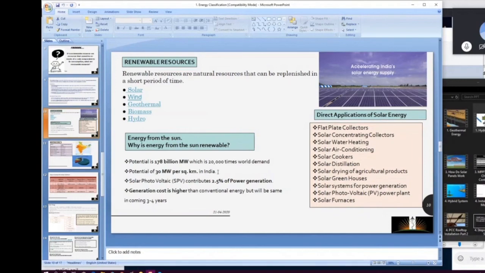Nowadays, air conditioning can also be done using solar, which is called solar air conditioning. Cooking, we are well aware of solar cookers. Distillation is possible. For agricultural products, solar drying is possible. Greenhouses can be created using solar. We can trap the longer wavelength of the solar energy and ensure that it is not going out of the room. That is called a solar greenhouse. And the most commonly used is solar photovoltaic, which we are going to discuss in the due course of class.